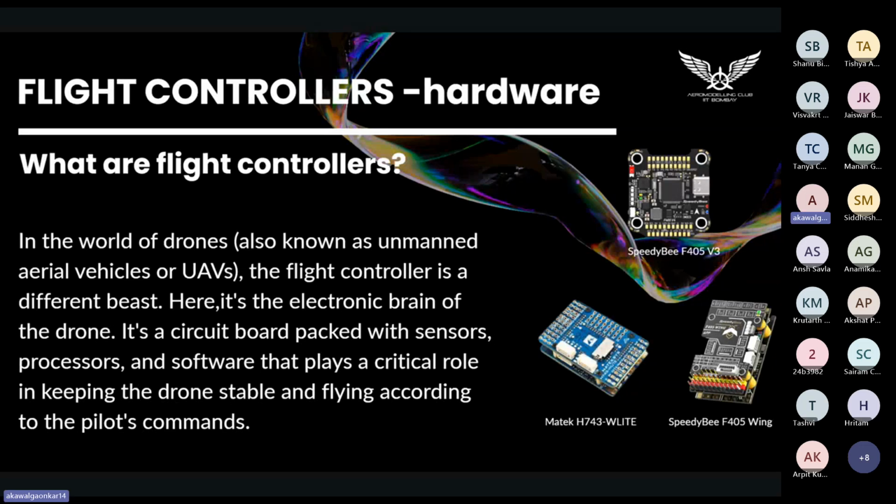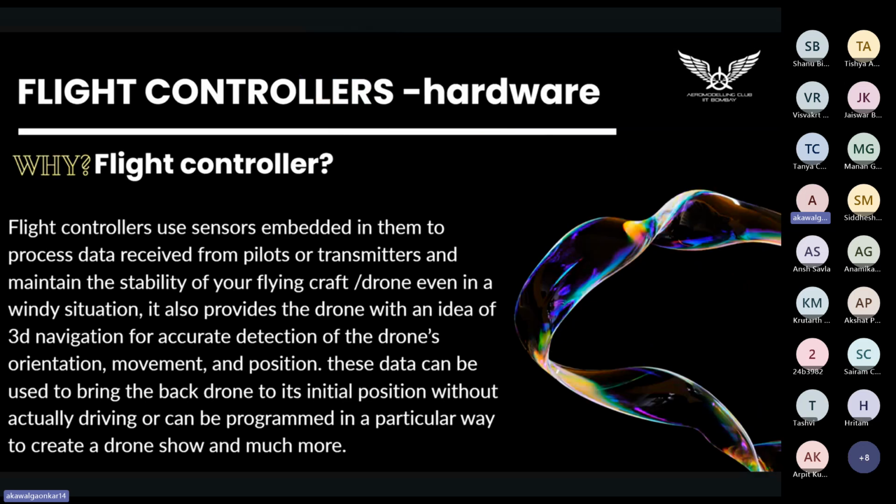So why use a flight controller? Flight controller uses sensors embedded in it to process data received from the pilot or transmitter, and mainly maintains the stability of your flying craft, the drone, even in a windy situation. It also provides the drone with an idea of 3D navigation for accurate detection of the drone's orientation, movement, and position. This data can be used to bring the drone back to its initial position, जो कि है RTH function, return to home function, without actually driving, or can be programmed in a particular way to create a drone show and much more. Drone show देखा होगा.